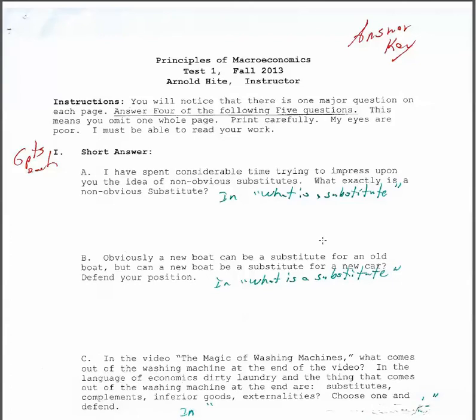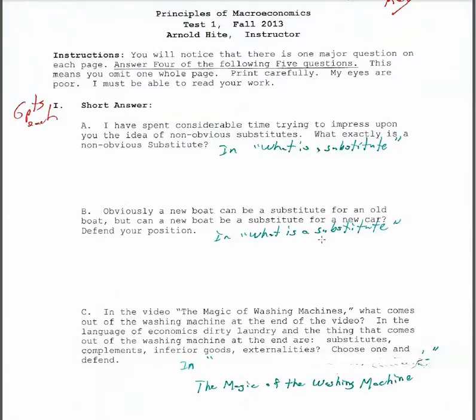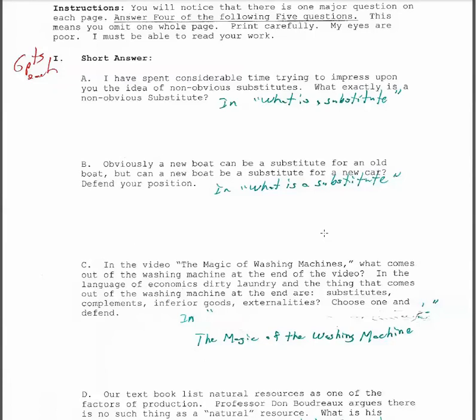Let's see if I can get this thing to move. There we are. The first was, I've spent a considerable amount of time to impress upon you the idea of non-obvious substitutes. Okay, so this is all discussed in the little video I produced, or the document I produced, called What is a Substitute? It's in the course documents of Blackboard.